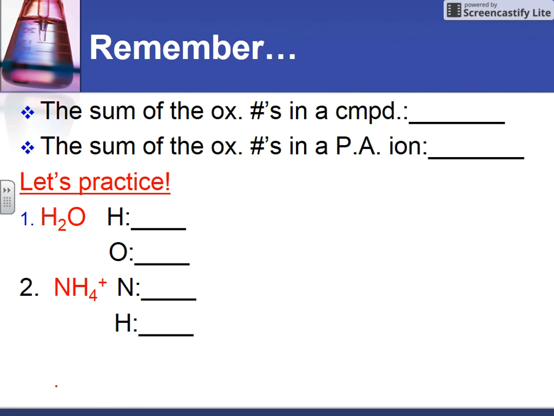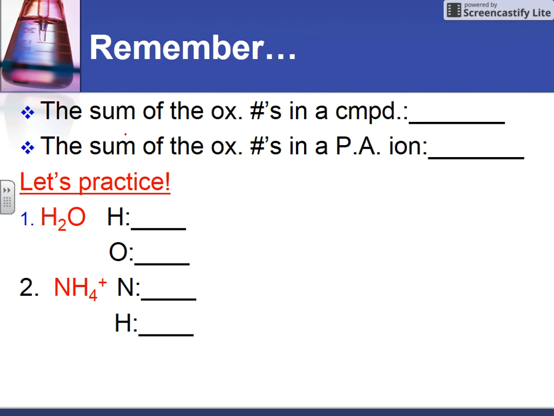Now, those are the only elements that have specific rules. So if you happen to have an element in a compound that does not have a rule for it, you have to assign oxidation numbers for the elements that do have rules, and then solve for X to figure out the oxidation number of the remaining element.